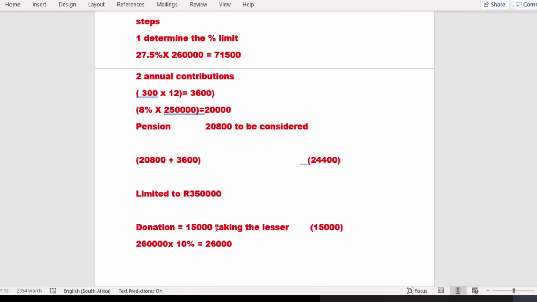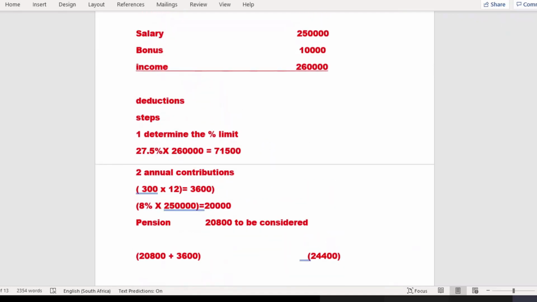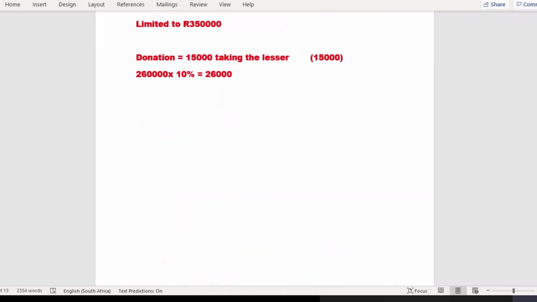Not bad, eh? So your taxable income would be 260 minus 24,400 Rand and 15,000 Rand. Then you're going to bring it here. Let me calculate the final figure. 260,000 minus 24,400, then you minus 15,000. So it should be 220,600. Yes, 220,600. You got the same amount, right? Yeah, I got the same amount.